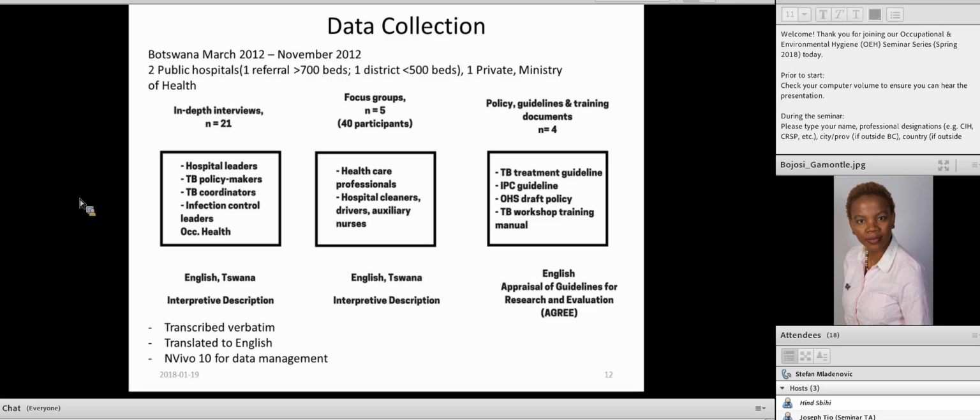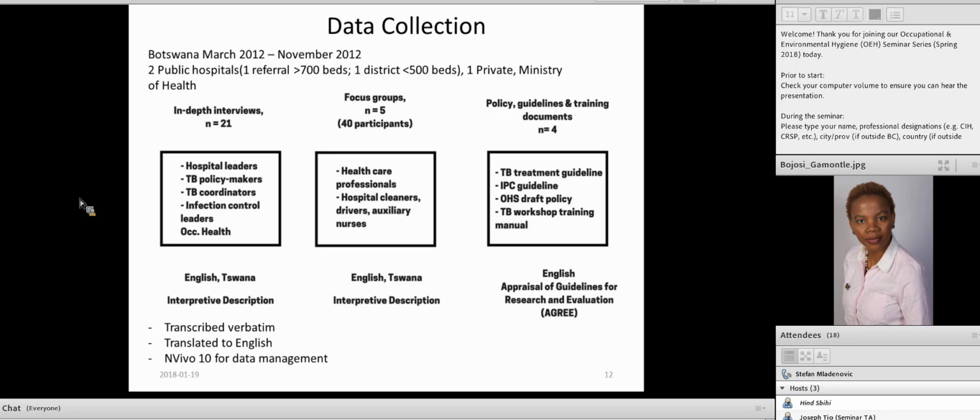All right, so the data collection happened between March 2012 and November 2012. We went to two public hospitals. One is called the Referral Hospital, which is a major hospital in Botswana. There are three referral hospitals in the whole country, so we went to one of them. It has a capacity of over 700 beds. We also included a district hospital, which is about 500 beds or less, and we also included one private hospital and Ministry of Health headquarters.